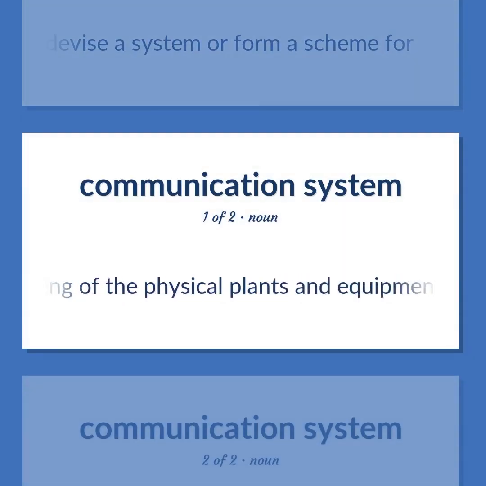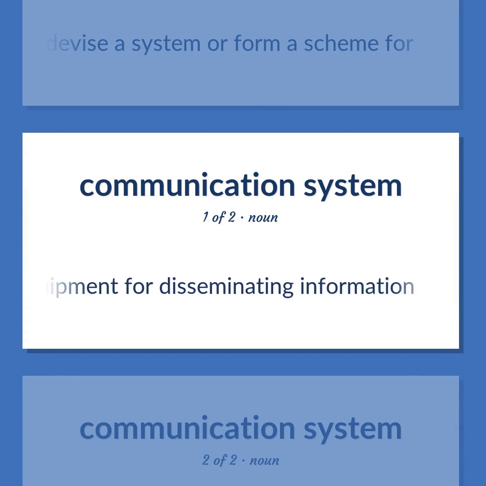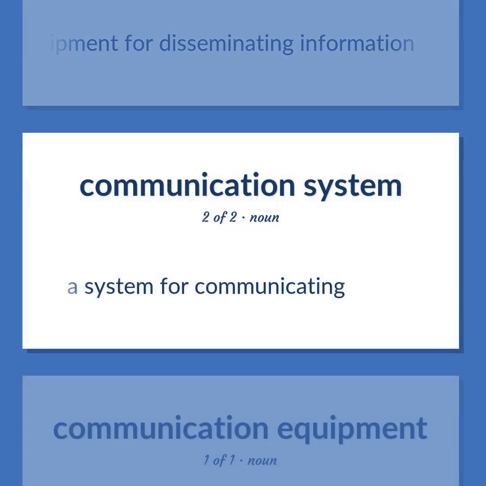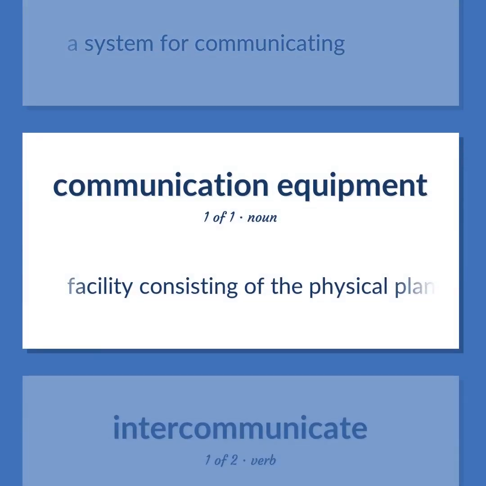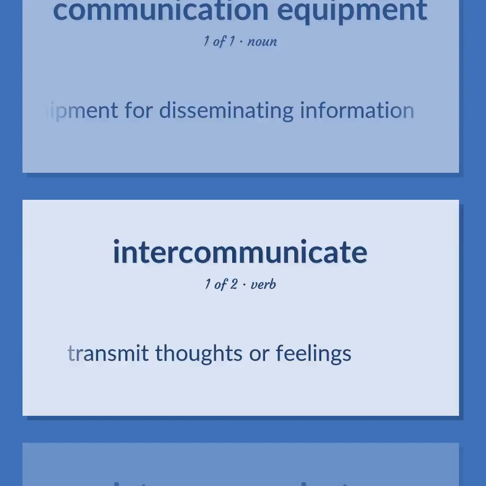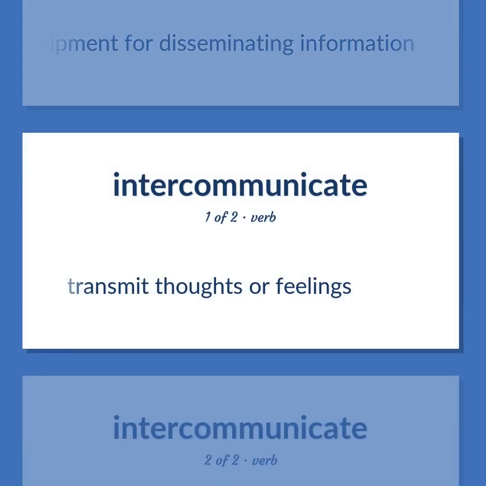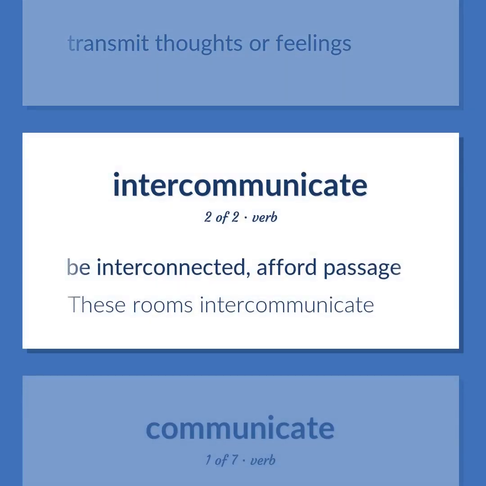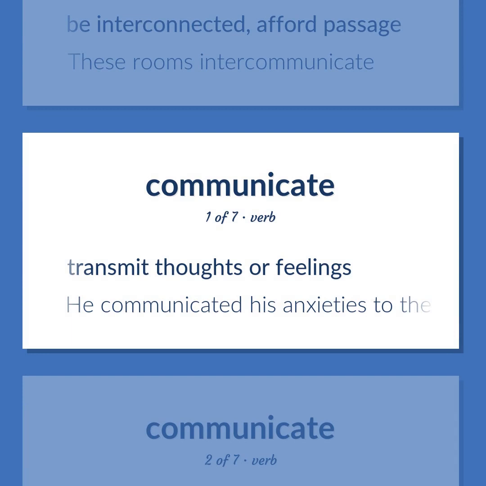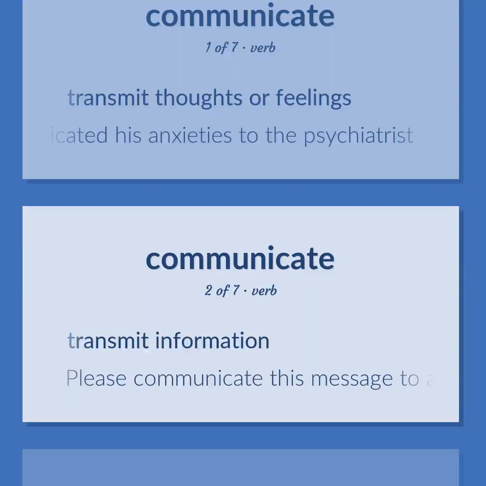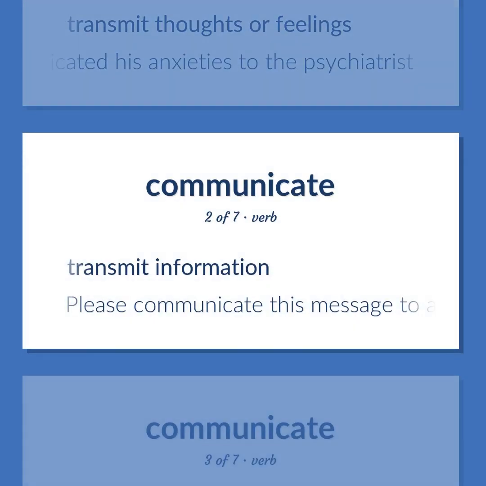Facility consisting of the physical plants and equipment for disseminating information. A system for communicating. Transmit thoughts or feelings. Be interconnected, afford passage. These rooms intercommunicate. Transmit thoughts or feelings. He communicated his anxieties to the psychiatrist. Transmit information. Please communicate this message to all employees.